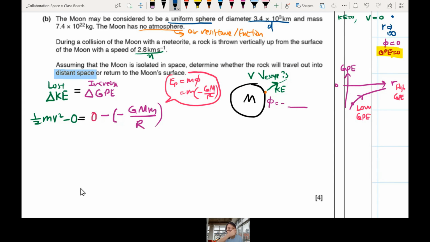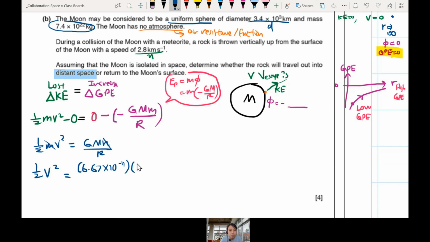All right, so now you plug in everything, can rearrange already. So half mv squared equals GMm over r. But m and m here can cancel out, so that's really nice. Then what we have left is half v squared equals, let's plug in the values, 6.67 times 10 to the negative 11. This is a constant. You can use a calculator to find it or look at the data formula sheet. Okay, mass of the moon. Here, this is a super big mass. This is going to be 7.4 times 10 to the 22.